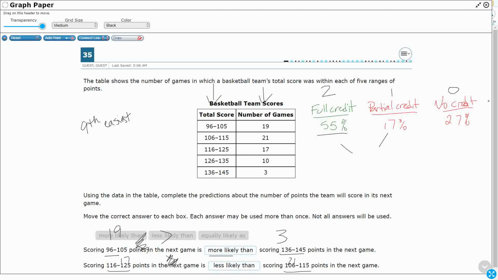So I think that's kind of the trick, if we need one for this problem, is some students might have been looking at the score bands rather than the number of games. That just means we need extra practice on how to read these problem situations and which column to look at when we're actually making our predictions.